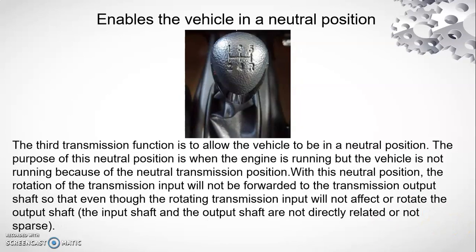The last transmission function is to allow the vehicle to be in a neutral position. The purpose of this neutral position is for when the engine is running but the vehicle is not moving because of the neutral transmission position. With this neutral position, the rotation of the transmission input will not be forwarded to the transmission output shaft, so even though the transmission input is rotating, it will not affect or rotate the output shaft, or the input shaft and the output shaft are not directly related or not paired.